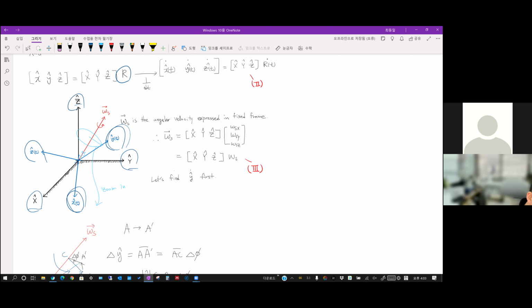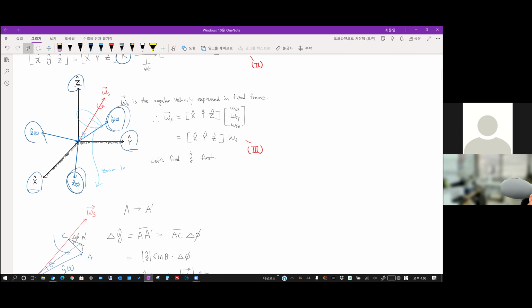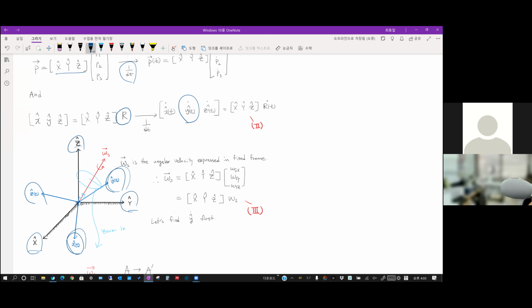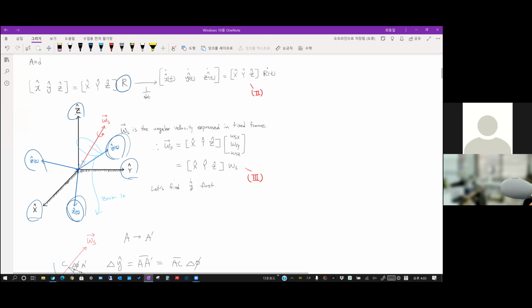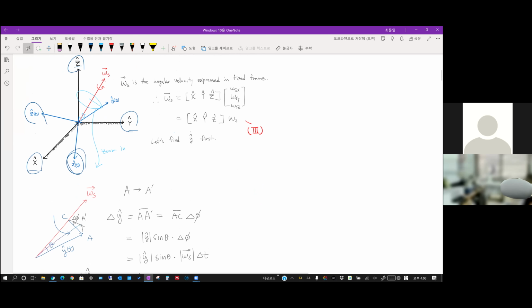And we can describe the omega s using the fixed frame and the vector of the omega s like this. So the equation becomes like this. And let's find out this one. In this figure, this one. Okay, we can redraw this part like this.